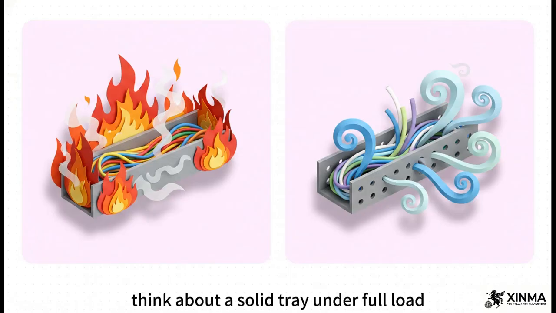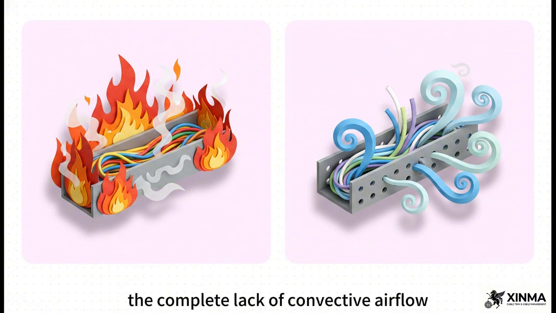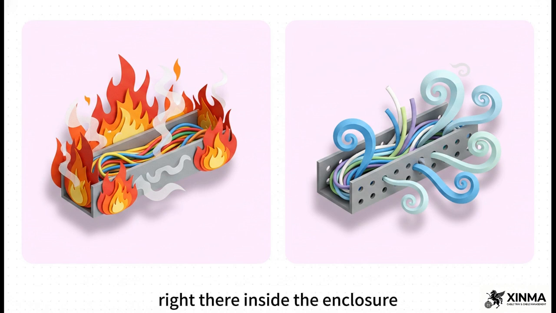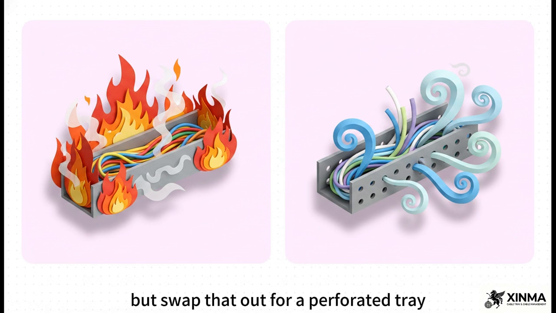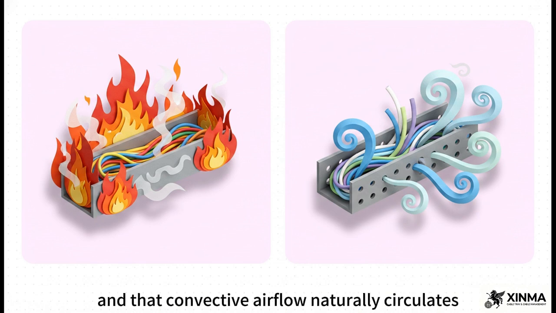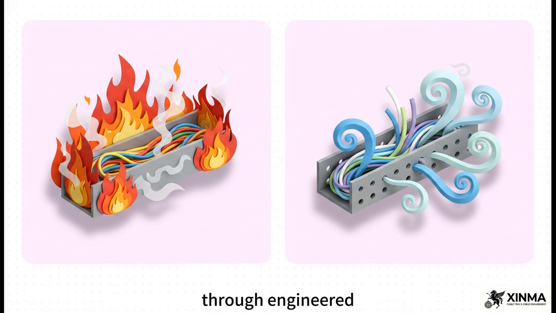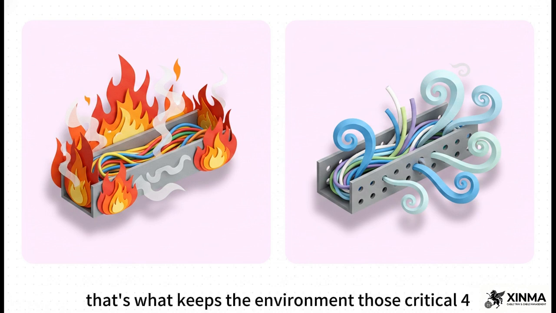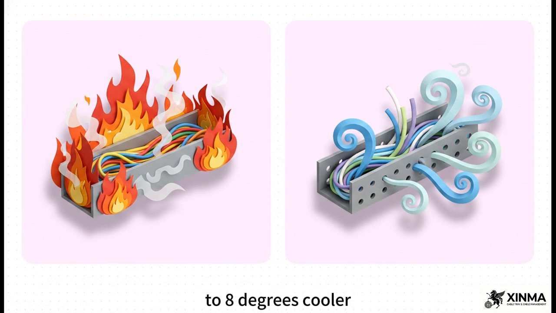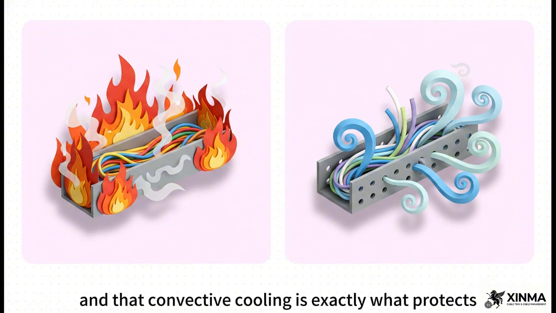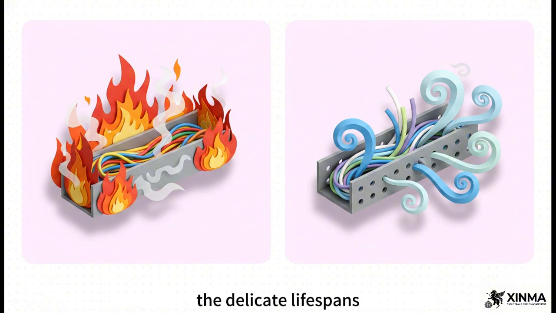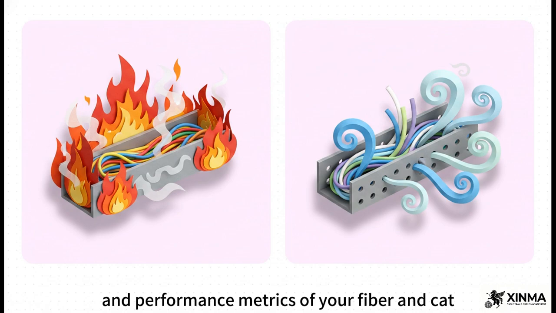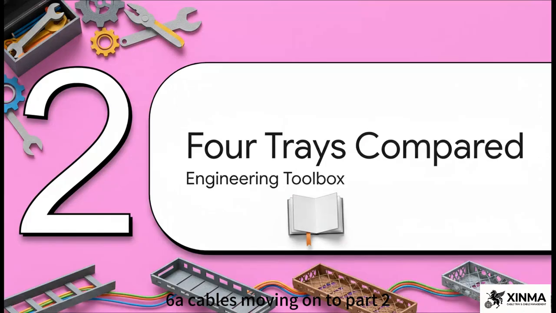Think about a solid tray under full load. It runs significantly hotter, right? The complete lack of convective airflow acts as a massive performance drain because it just traps the heat generated by those dense cables right there inside the enclosure. But swap that out for a perforated tray, and that convective airflow naturally circulates through engineered openings in the metal. That's what keeps the environment those critical 4 to 8 degrees cooler. And that convective cooling is exactly what protects the delicate lifespans and performance metrics of your fiber and Cat 6A cables.